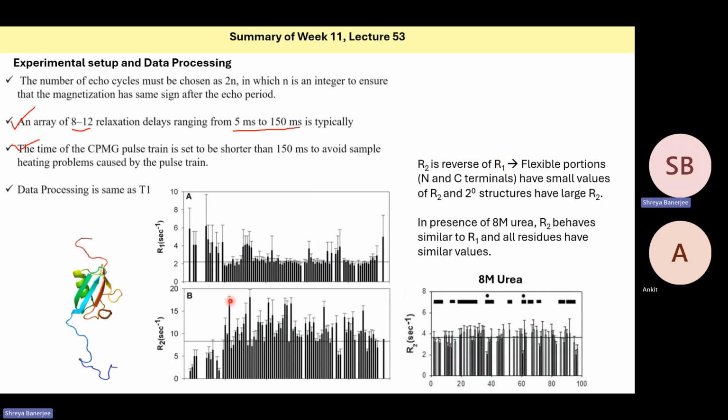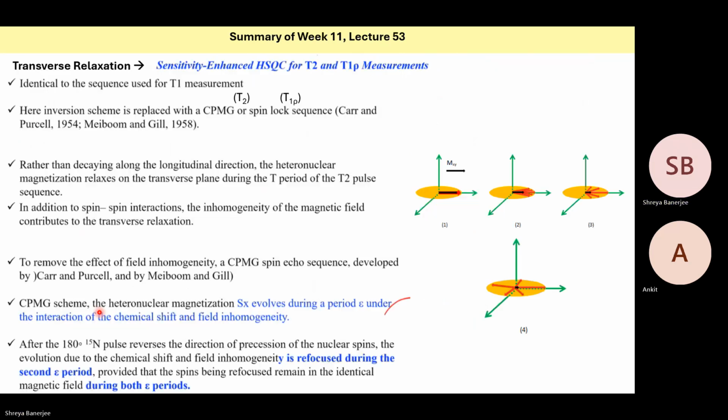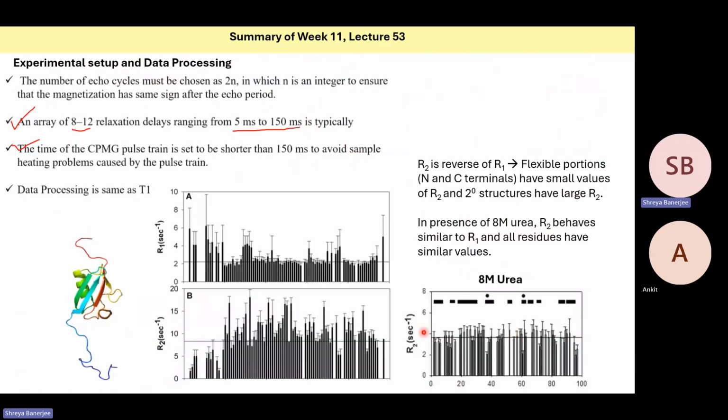In presence of 8 molar urea, if you remember, when you put 8 molar urea to R1, what had happened? All the residues more or less had similar values of R1. Same thing happens for R2. When you put 8 molar urea and you completely denature all secondary structure, you can see most of the residues have very similar values of R2. So there is no specific propensity for the secondary structure because 8 molar urea completely denatures the structure.